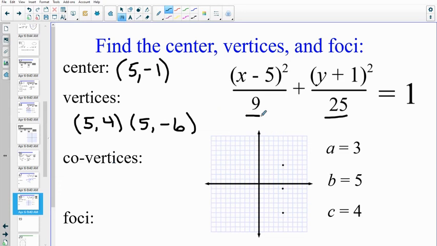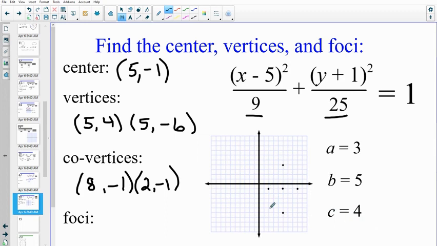My co-vertices, now I'm looking at the a squared value. And so I will go either to the left 3 or to the right 3. Adding 3 to 5 gives me 8. Subtracting 3 from 5 gives me 2. And so those are my co-vertices, counting off 3 to the left and to the right. 1, 2, 3, 1, 2, 3. Looks good. And then my foci, I found them by value of c was 4.